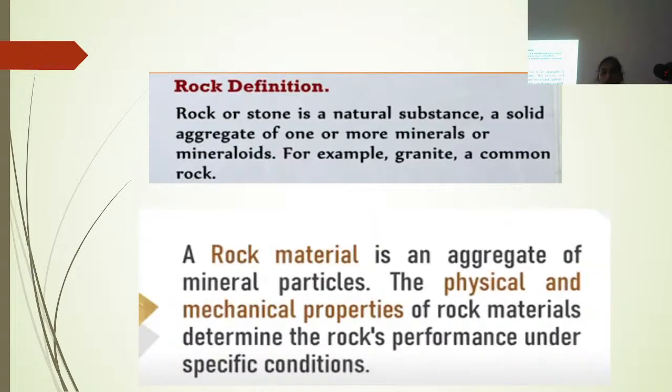A rock material is an aggregate of mineral particles, with physical and mechanical properties. Physical properties mainly include hardness, luster, specific gravity, and conchoidal fractures. Mechanical properties mainly include elastic modulus, Poisson's ratio, and the strength of elasticity.